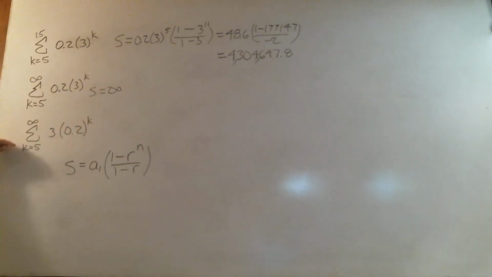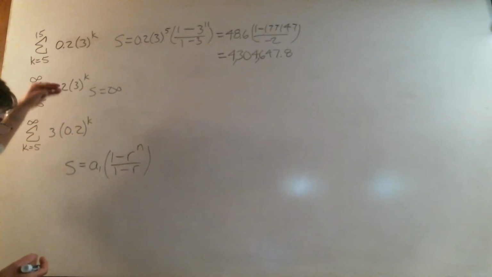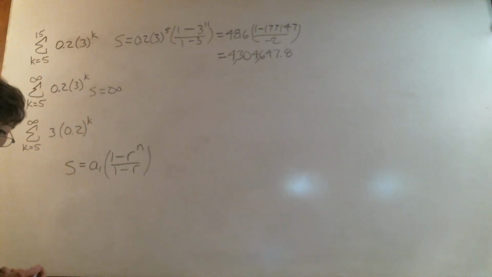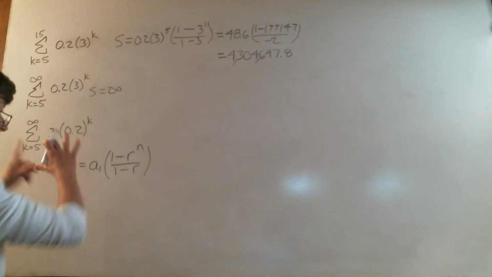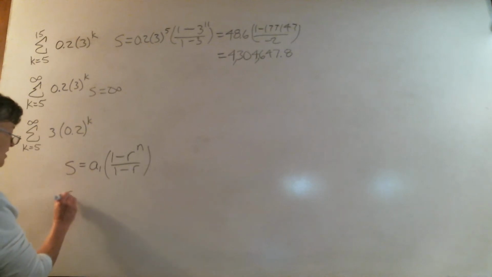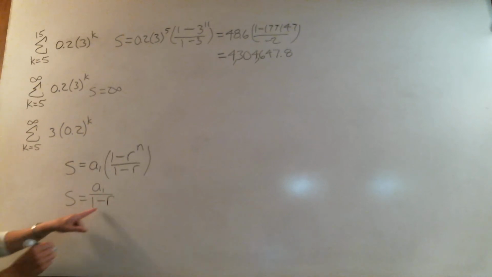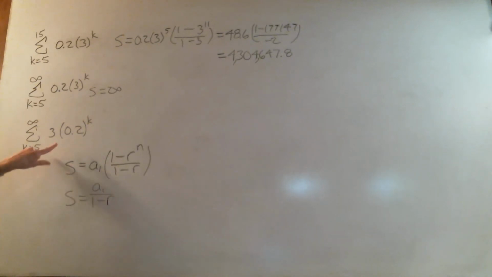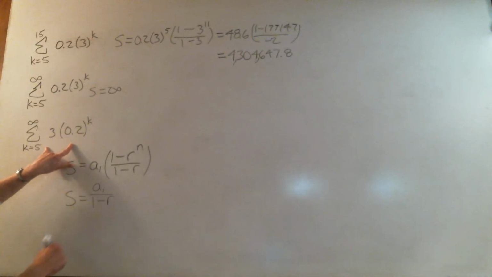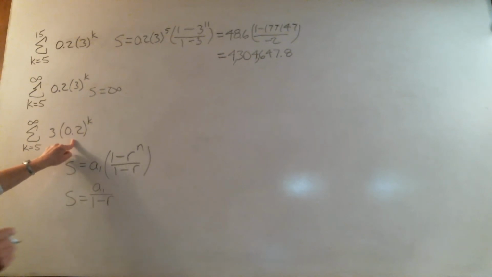This guy is an infinite sum, but my common ratio is 0.2. That means it's a number less than 1. That means that all of my terms are decreasing and they're heading towards 0. Those terms towards the end of the sum aren't really going to affect the sum. And so we have a formula for that, and it's A1, the first term, over 1 minus your common ratio. You can only use this one for an infinite series when your common ratio is less than 1.